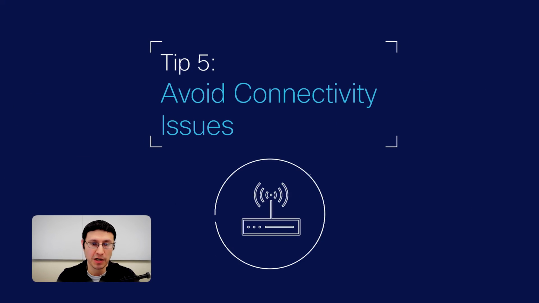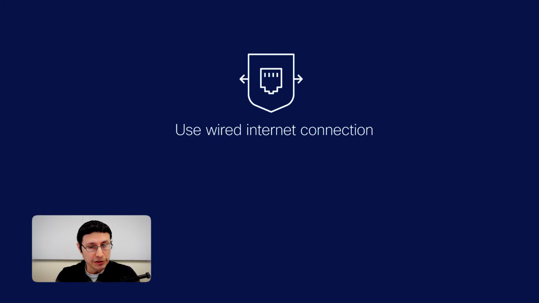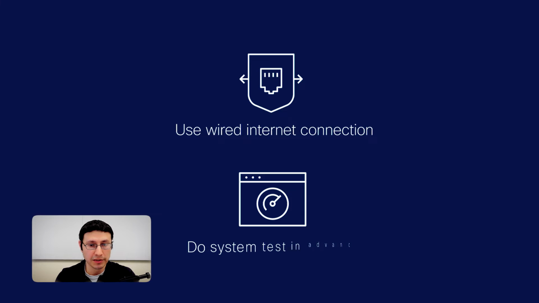All right, and tip number five, connectivity issues and unresponsiveness. Please ensure that you have a stable internet connection before starting your exam. And to reduce the likelihood of internet connectivity issues, we highly advise using a wired internet connection when taking your online proctored exam, and also do a system test in advance if at all possible.